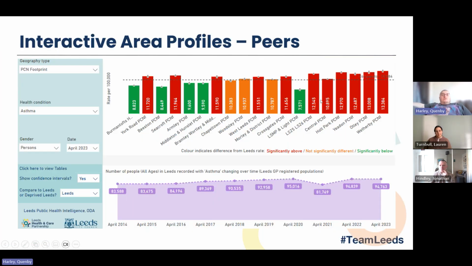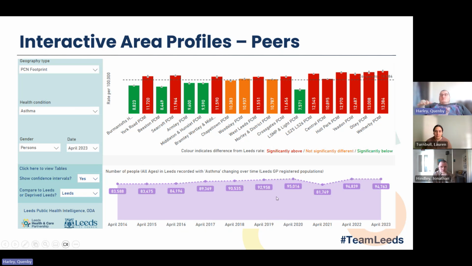This is a pretty common sort of layout. This is showing peer comparison. In this case, it's PCN footprints, asthma, April 2023 data, and similar to the PCN infographics or the ward profiles, it's showing statistical significance or different rates in different areas. We also have a little visual of how that's changed over time within Leeds.